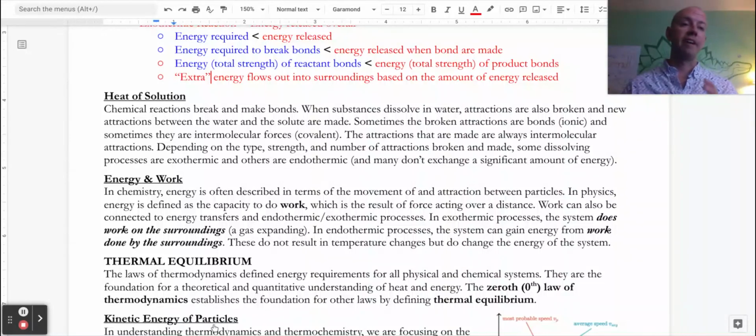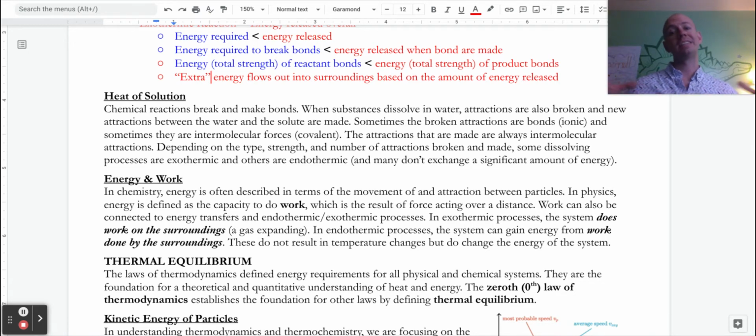Our last step in defining endo and exothermic reactions is to add in the idea of energy and work. In physics, you use the word work a lot when we're thinking about force, when we're thinking about energy. It's about force and it's about distance. In chemistry, we don't have a lot of forces acting over distance that are obvious to us.